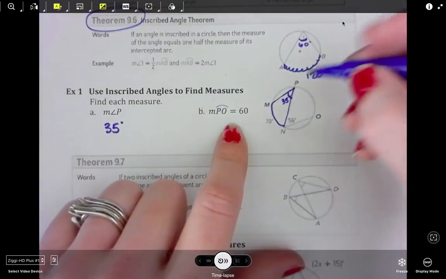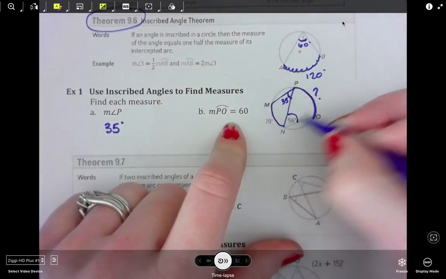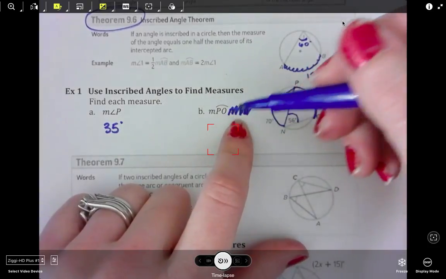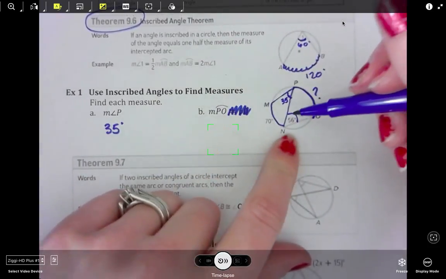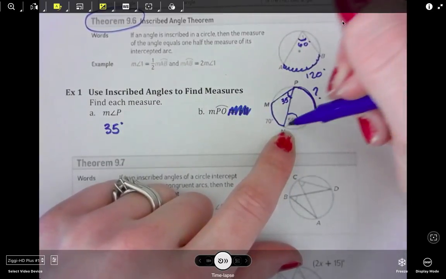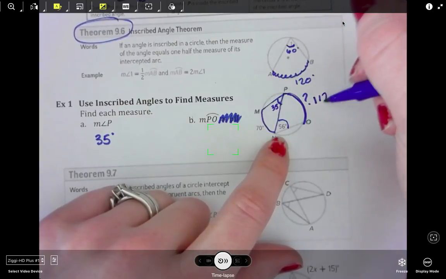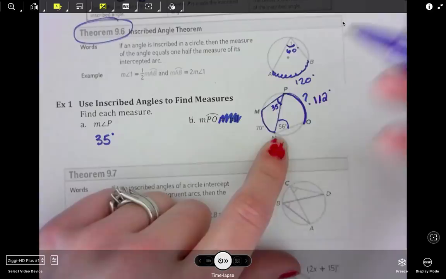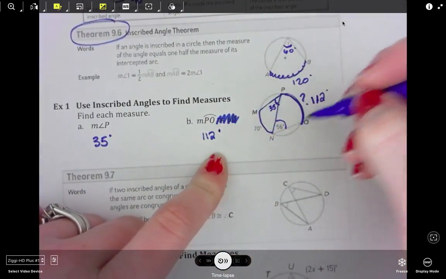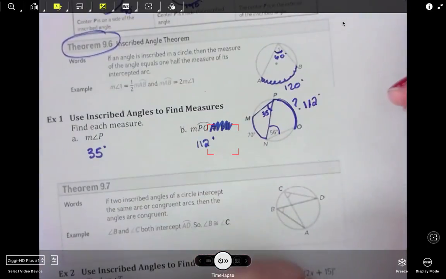Okay. Arc PO, they say that we're trying to find this one, and if this guy is 56, I don't know why it says equals 60 on there. That's a typo. So cross out that equals 60. They're saying that angle N is 56 degrees. They want to know what this guy is. That guy's just going to be double him, and he is, let's see, 112 degrees is what arc PO is going to be. I don't know why that says 60 there. 112 degrees is what that arc will be. Okay, so it's just always double across from it what it is to start with.